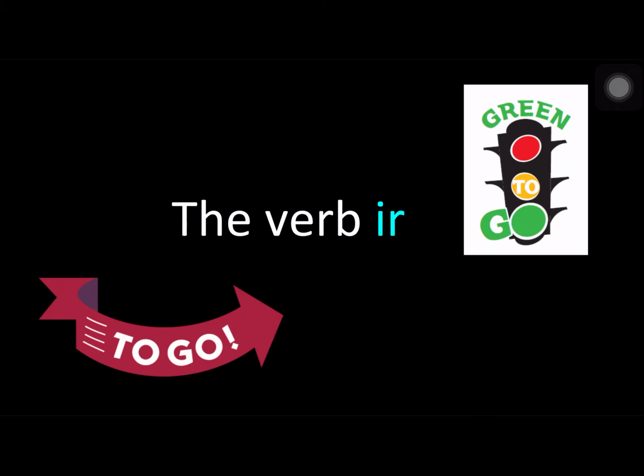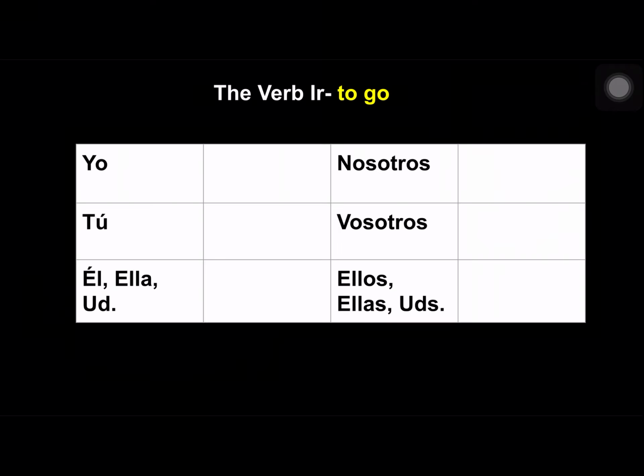Hey guys, we're going to talk about how to conjugate the verb ir in the present tense in Spanish. The verb ir is actually an irregular verb. It looks like this when you conjugate it in the present tense. Yo voy, tú vas, él, ella, usted va, nosotros vamos, vosotros vais, ellos, ellas, ustedes van.